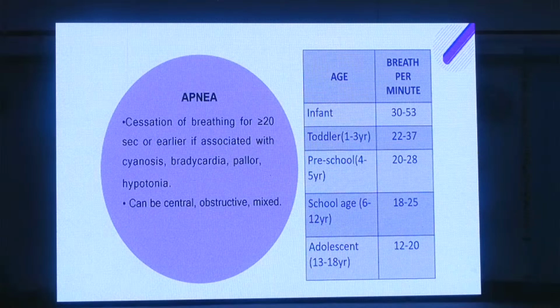In breathing, there is tachypnea, bradypnea, and apnea. Tachypnea when the respiratory rate is more than 60, and bradypnea when the respiratory rate is less than 10. And apnea when the baby is not breathing for more than 20 seconds. And in that condition, you can feel that extremities are cold, extremely cold.